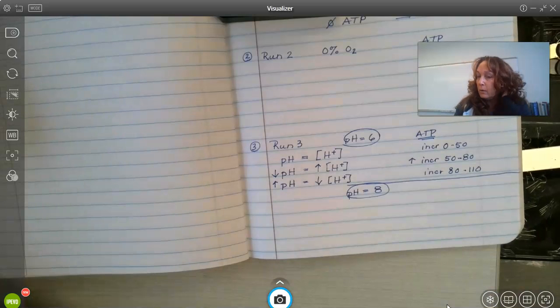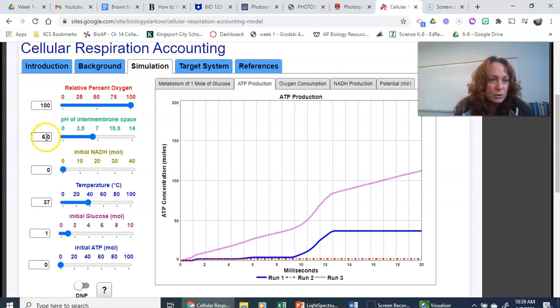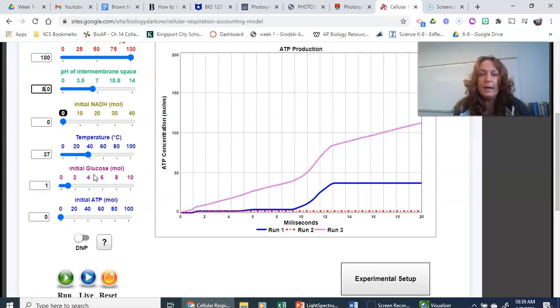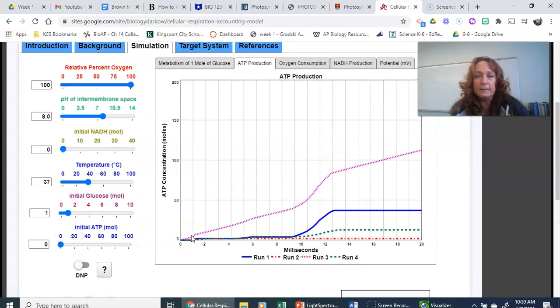So now I'm going to go and run it with a pH of 8. So I have less hydrogen ions. Let's see what that does. Now, let's go back. I didn't do it, but now see, it saved it all. That's okay. So we'll do it all at once. So run 4 is this green one.